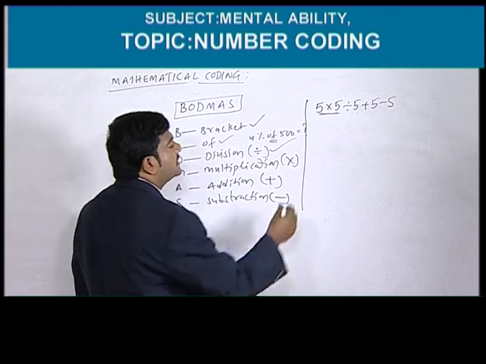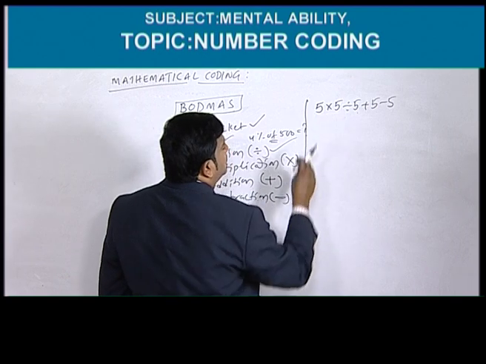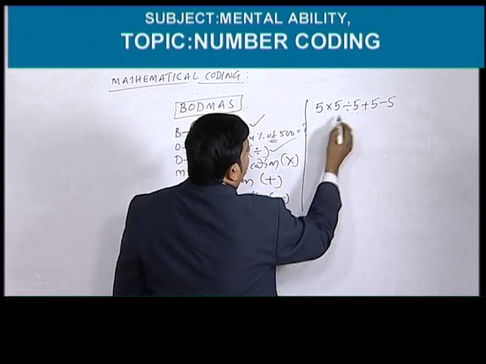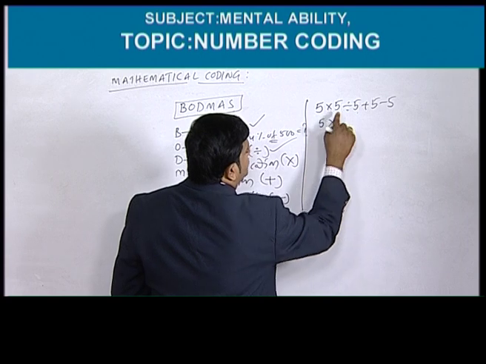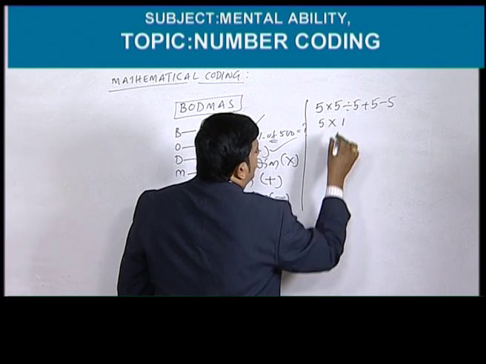Okay, so instead of multiplying 5 into 5, now what we will do? We have to divide this. 5 into, as usual, 5 divided by 5. How much will I get?